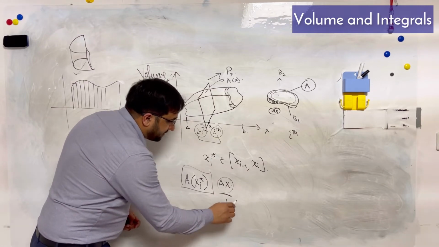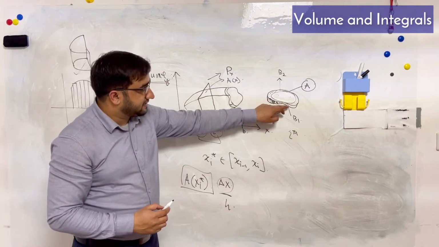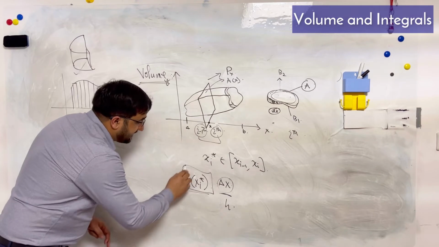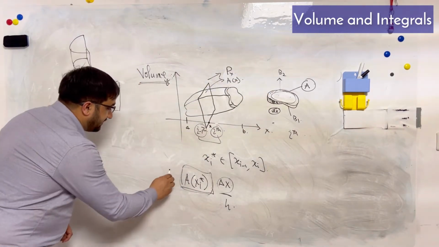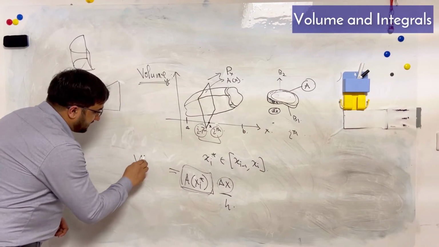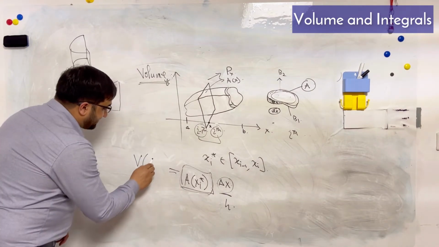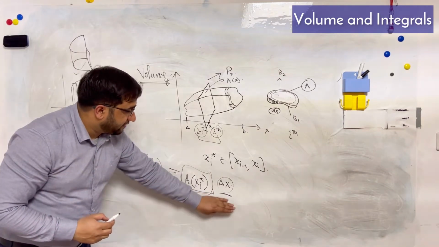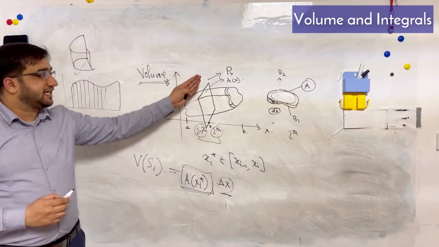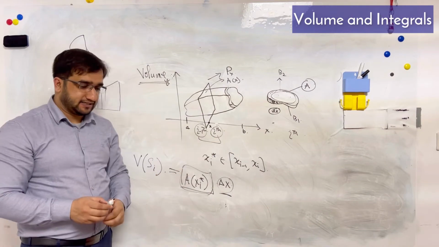This is the height. This is the height of the slice, and this is the area of the slice, the B1, B2 surfaces. So this is what? This is the volume of the ith slice. This is the volume of one slice which I have cut down from the total bread.